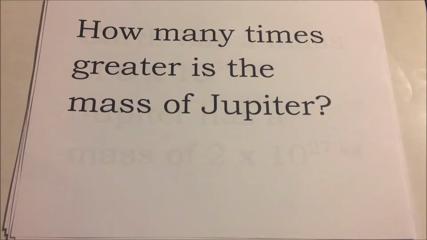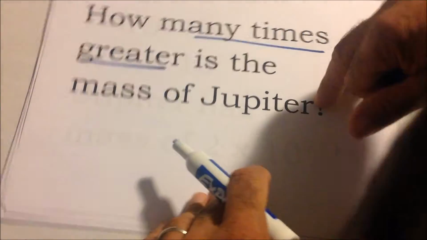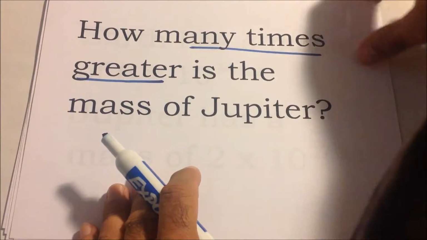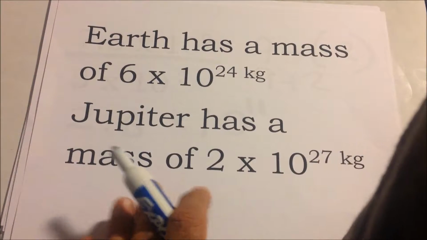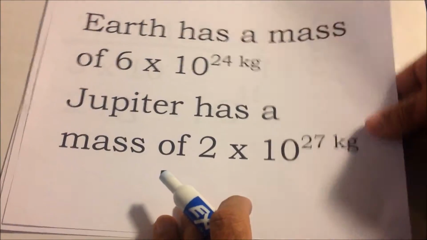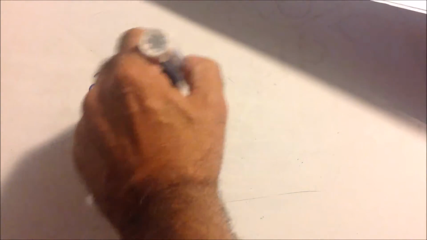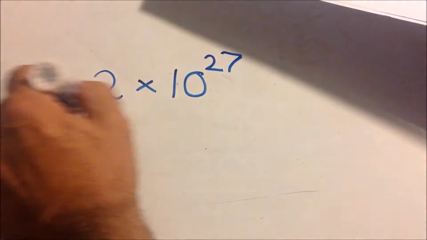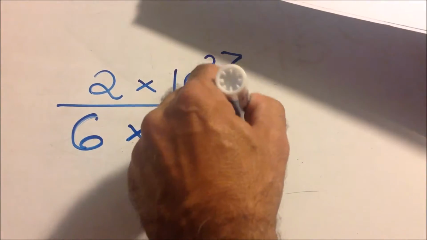Anytime you see how many times greater something is, you know that's division. That's a key that you know you have to divide. So what would you do? You know you have to divide, so what would you put on top to divide? You always want to put the bigger number on top. So let's look at it here. Here's Jupiter. It's 2 times 10 to the 27th power divided by 6 times 10 to the 24th power.